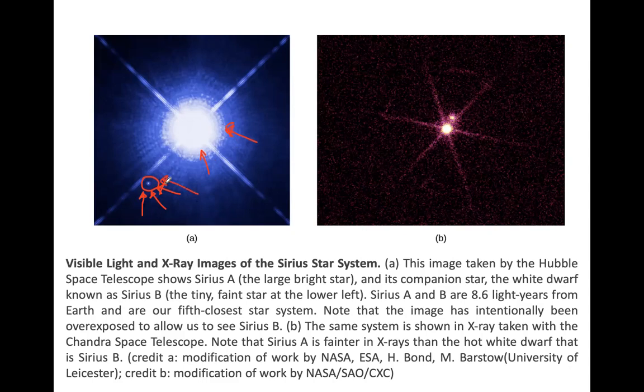Now the same two stars are taken from an X-ray telescope, and this is how it looks. Now you can see that Sirius B, which was the white dwarf, looks more clear compared to this particular star right here, Sirius A, right? That is because when you take an image from an X-ray telescope, the hot star appears more prominent in the picture, right? Because it emits X-rays, because it has a higher temperature. Now that is what has happened.